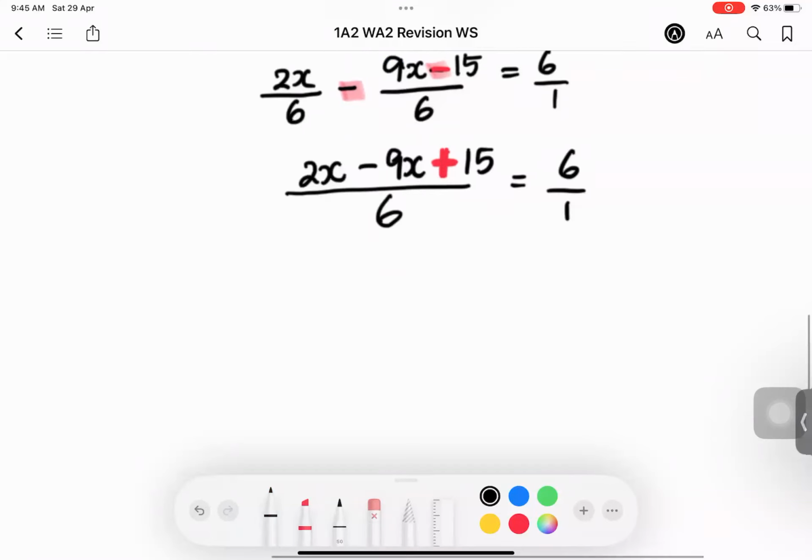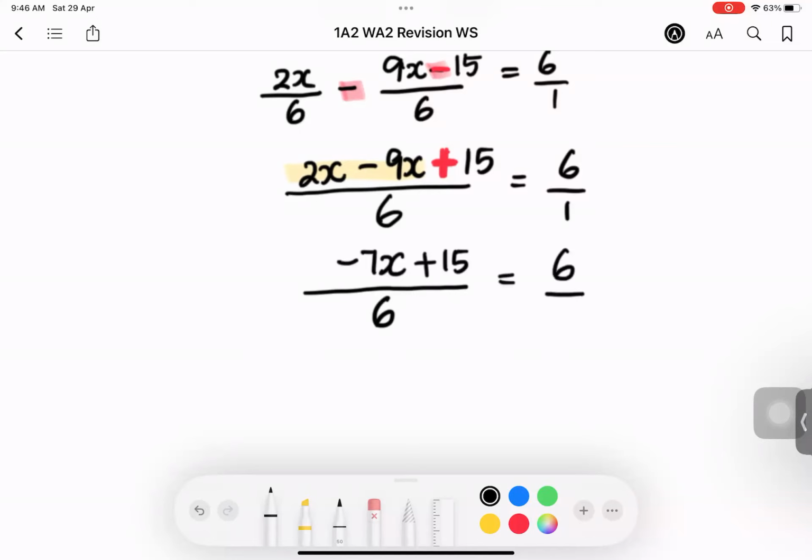Let's simplify this side. 2x minus 9. Next question, Shakira. 2x minus 9x. -7. Very good. That was Alvina's voice, right? Or is it Shakira's voice? Negative 7x plus 15 equals to 6. I'll put it as 6 over 1.